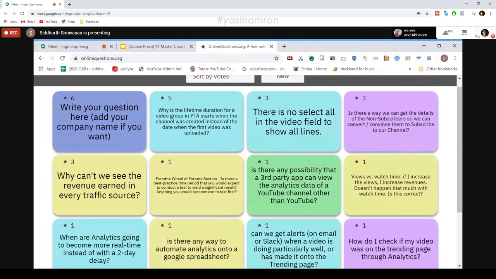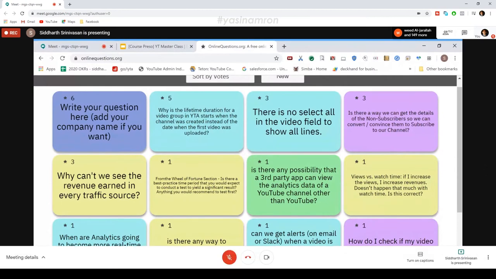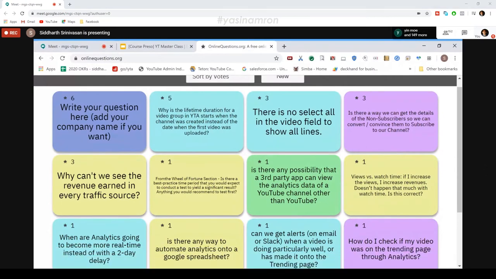For example, if you run a test on the format, you might compare the viewership in the first days. That's part of the test, but you might also want to understand the performance after a few days, and that by its own definition will take a bit longer. But it depends on the type of test that you go for. Since you went through this Wheel of Fortune section, do you have anything you want to add?